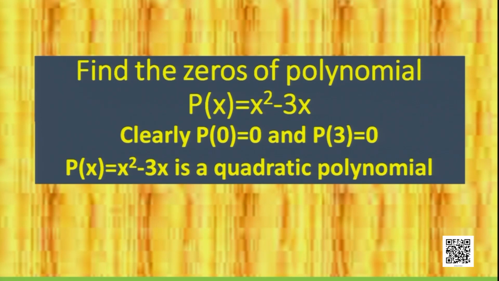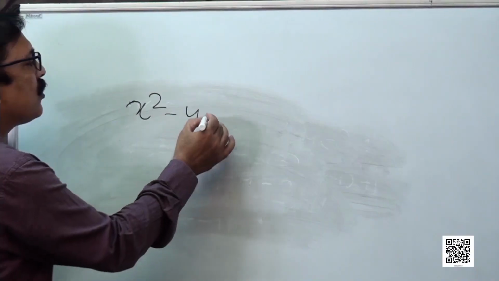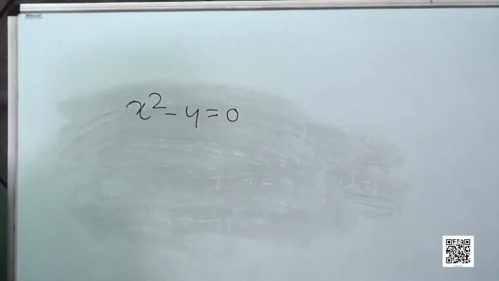Now see, this is a quadratic polynomial. We have two zeros, and we know that as the polynomial is of degree 2 and is called quadratic polynomial, it has two roots. Now take another example of quadratic equation, x square minus 4. Here x square minus 4 equal to 0, as we know that if we solve the equation, then we get the 0.